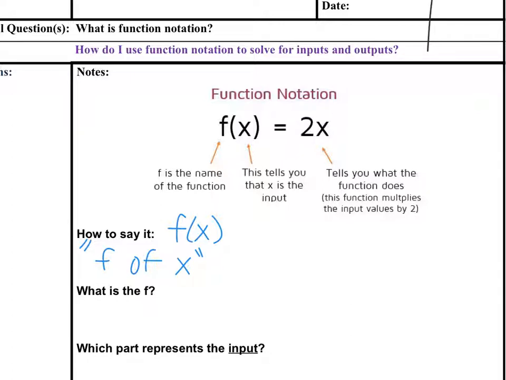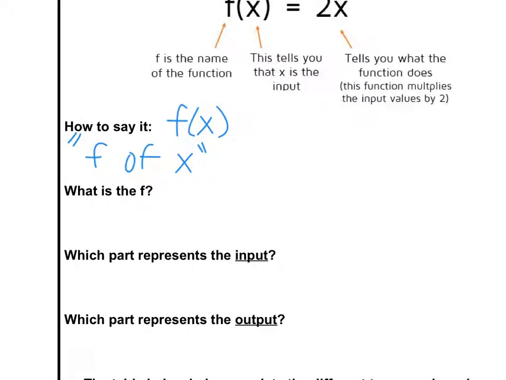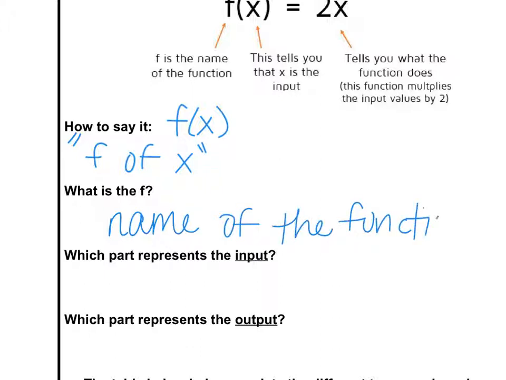Just like that function's name is nuggetizer, this function's name is f. So what is the f? The f is just the name of the function. It's like you're giving it a title. We're calling this equation f. You can call it other things. G, h is other ones you'll see a lot.